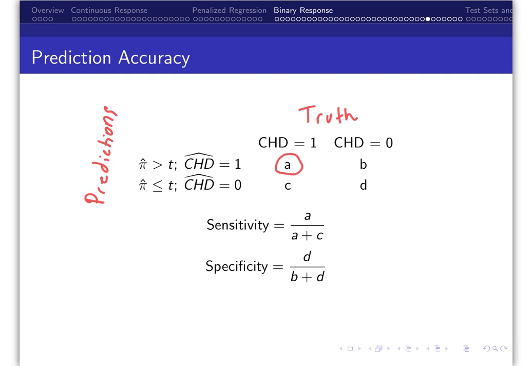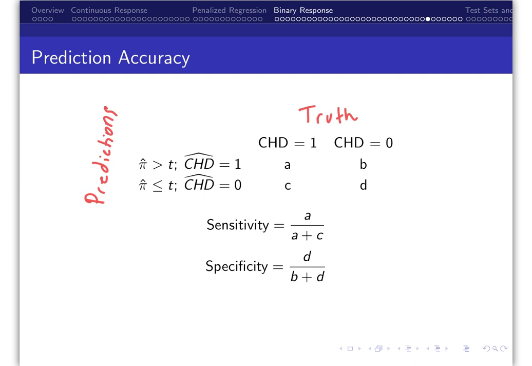That is, A is the number of subjects who have CHD who were predicted to have CHD. B is the number of subjects who do not have CHD but were predicted to have CHD. C is the number of subjects who have CHD but were predicted not to have CHD. And D is the number of subjects without CHD who were predicted to not have CHD. Therefore, we want the numbers A and D to be large because they represent accurate predictions.